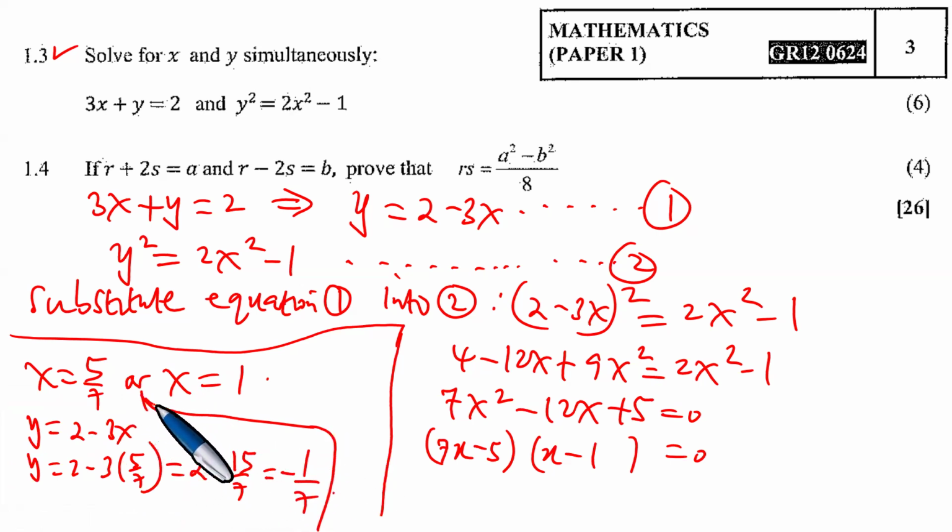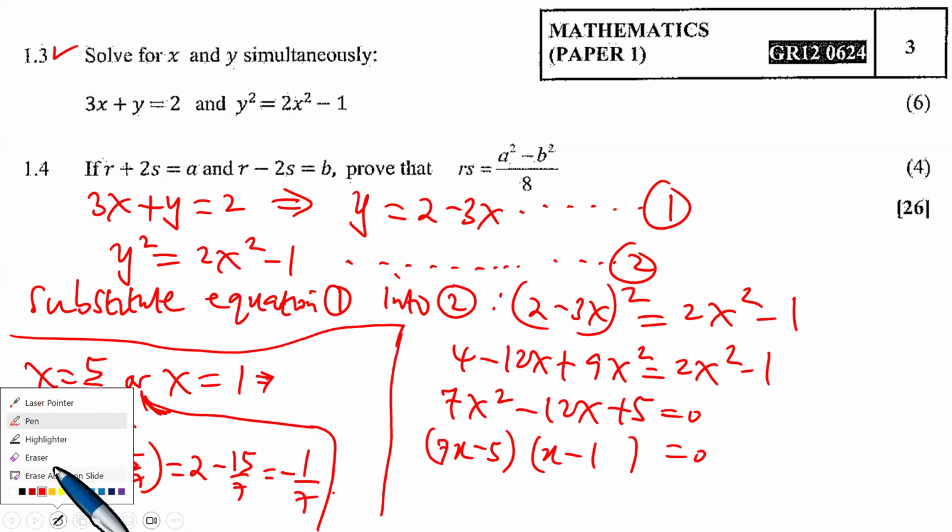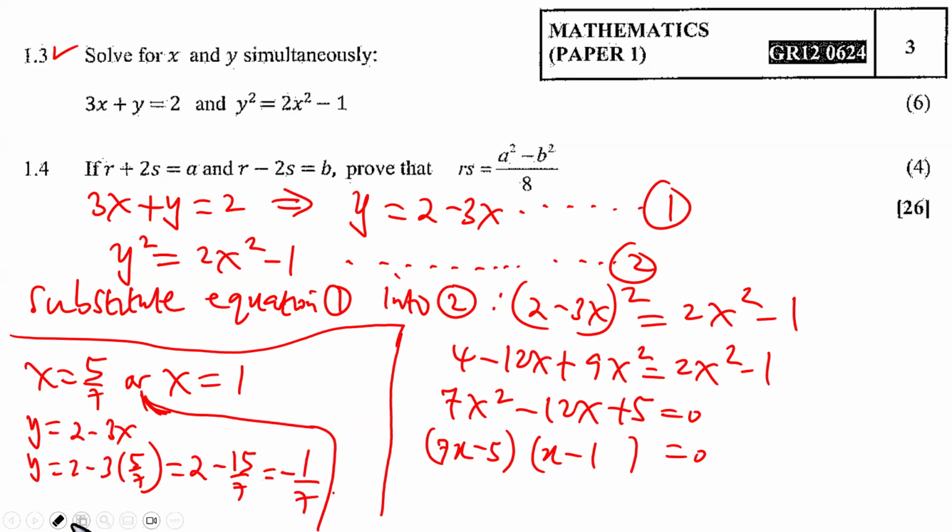When x is exactly 1, we obtain the y value through direct substitution, with y equals 2 minus 3 times 1, which means it is minus 1.